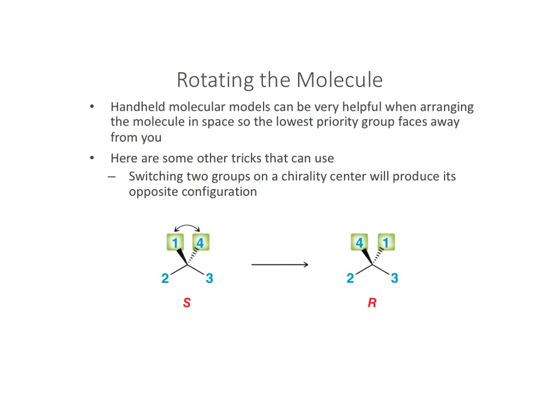Handheld models are very helpful in arranging the molecule in space so that the lowest priority group faces away from you. If you're drawing it on paper, there's some other tricks that you can use. So you would want your lower priority group 4 to be on the dashed wedge back. So here, if I draw my arrows 1 to 2 to 3, I see that that is going in the counterclockwise direction, which is going to give us the S configuration. Now, if I switch the 2 groups, 1 and 4, I will get the opposite configuration, the R configuration.